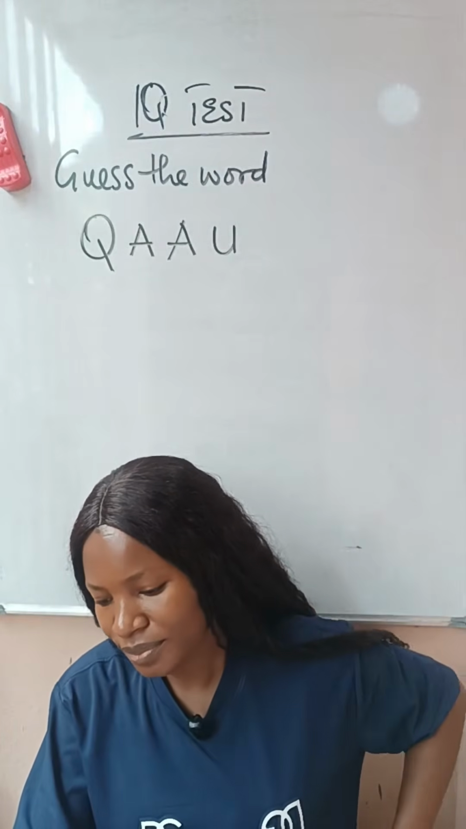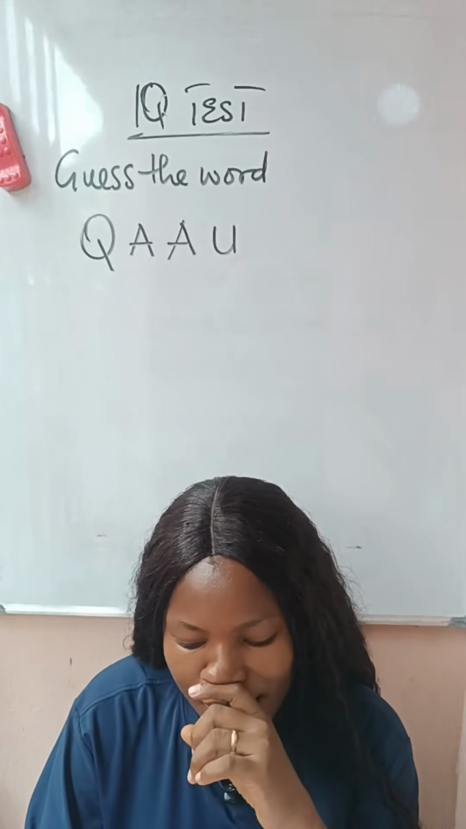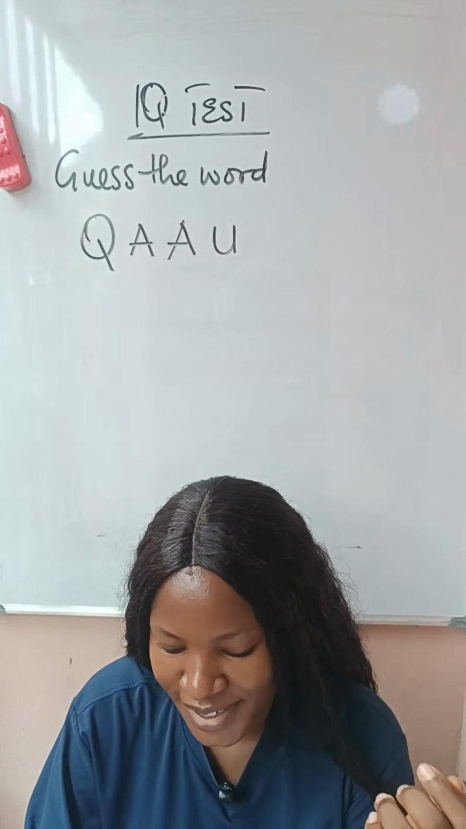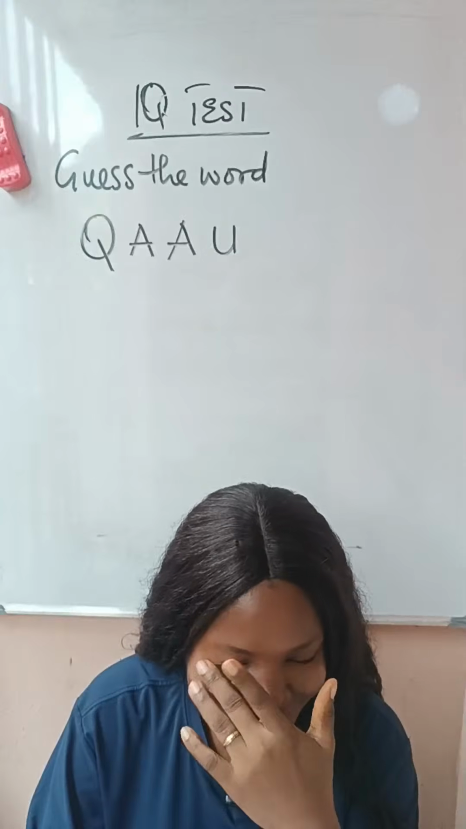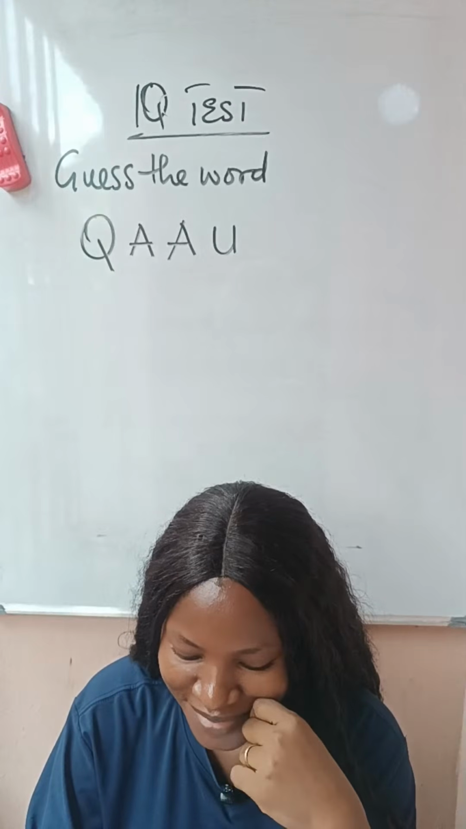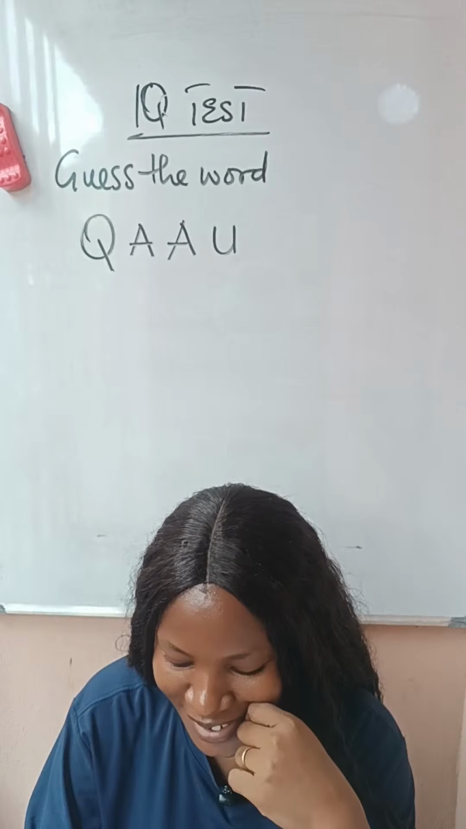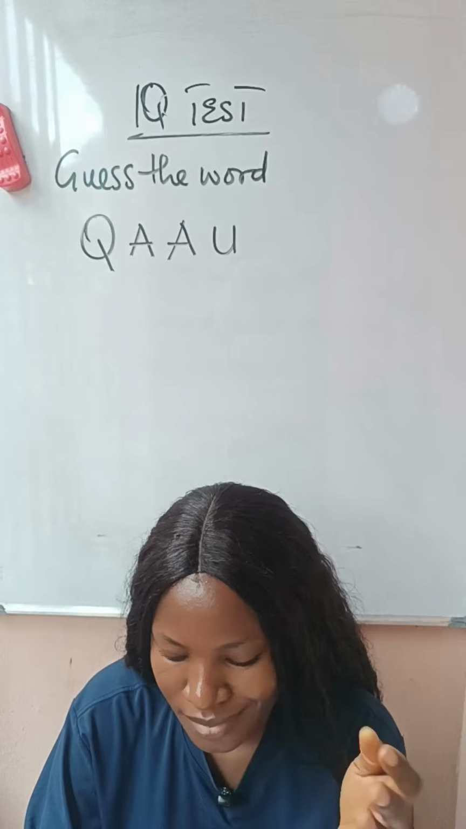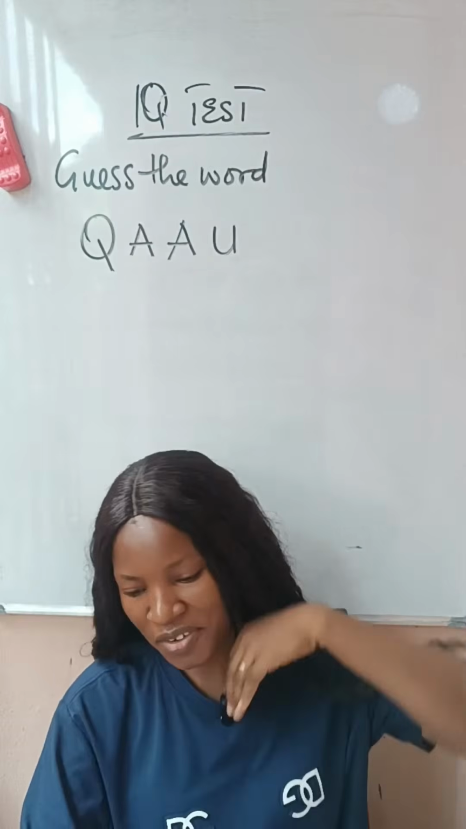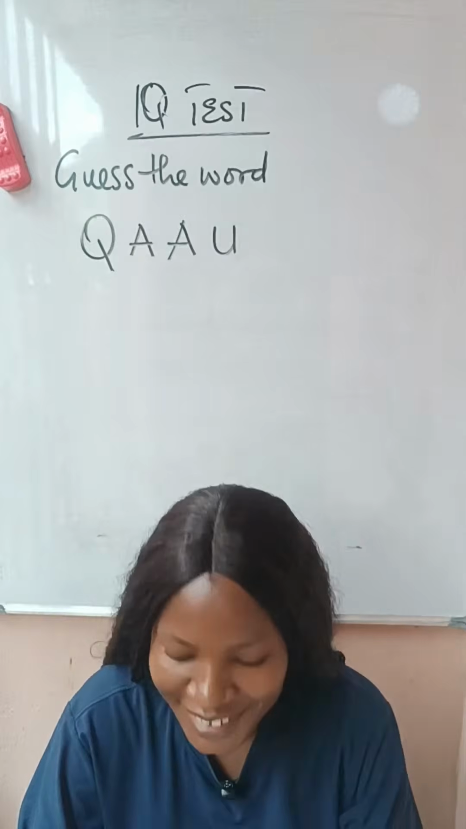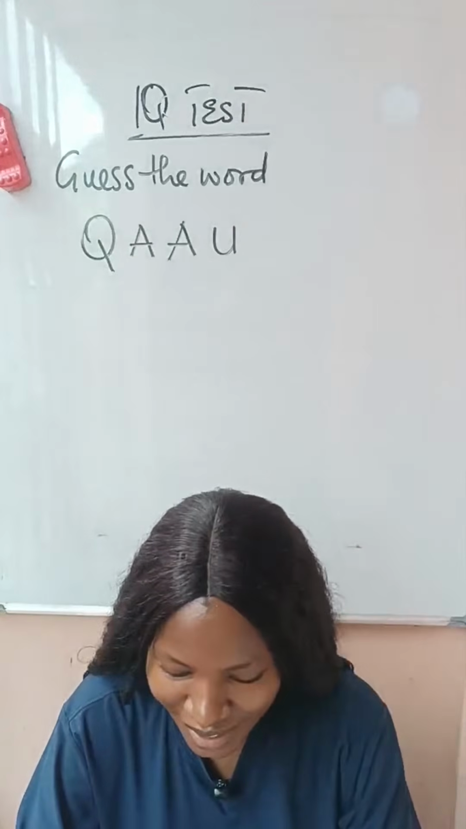Q-A-A-U. Let's guess the word. Jugu. Okay, this one is easy. No more English puzzles. I'm going to be writing maths now. This one is very easy. This one is easy. I beg.